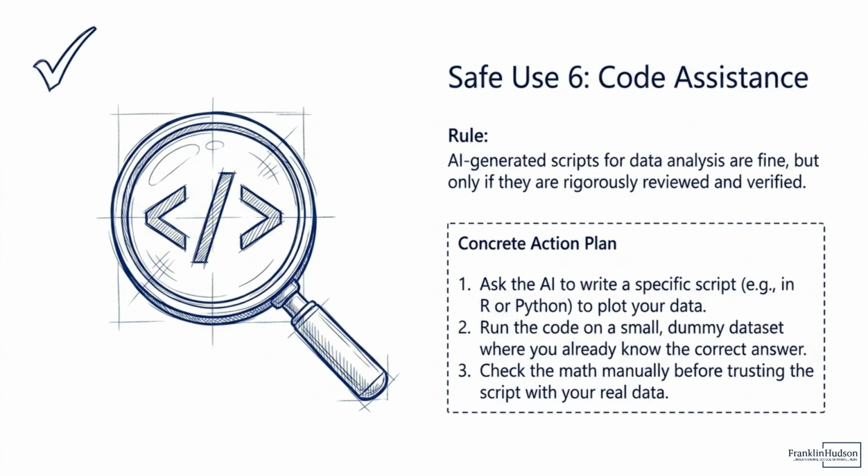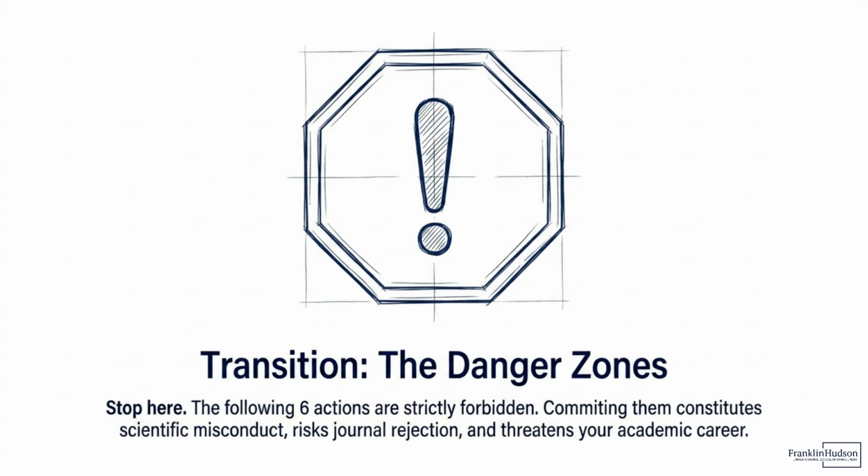However, black box code is a major risk in research reproducibility. You must never trust a script that you do not fully understand. If an AI writes a script for you, your action plan must involve a rigorous manual check. Run the code on a small, known dummy dataset first to verify that the mathematical output is correct. Only after you have mathematically verified the logic of the code should you apply it to your actual research data. Remember, if your code has a hidden bug introduced by an AI, the resulting errors in your published data will be your sole responsibility.